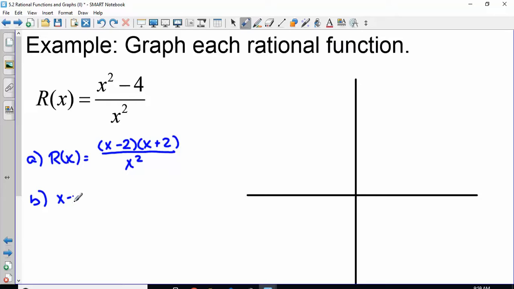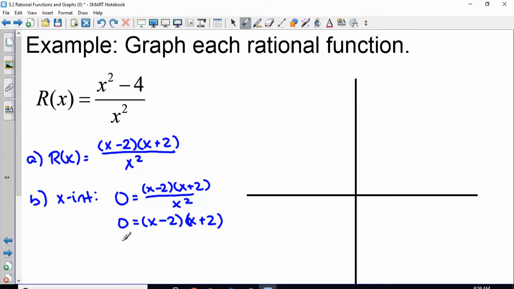B, how do we find an x-intercept? So you're just setting this equal to 0. And every time when you set it equal to 0, you're going to multiply the bottom over. And 0 times anything is still 0. So an x-intercept is really what just makes the top of this fraction equal 0. So what's that going to be? 2 and negative 2.